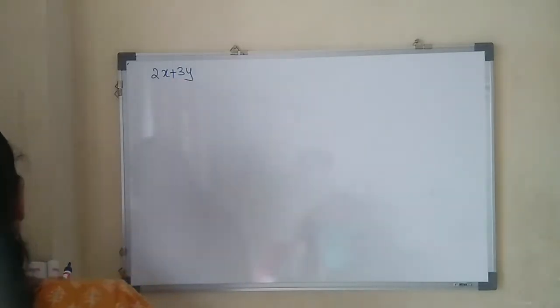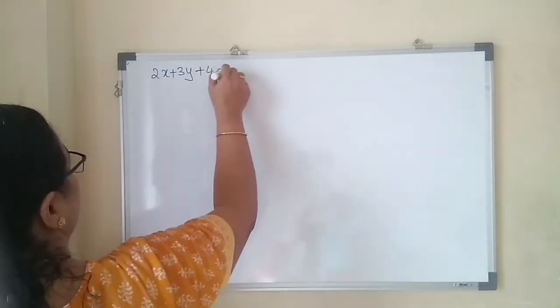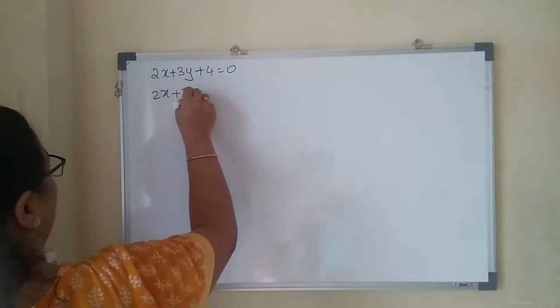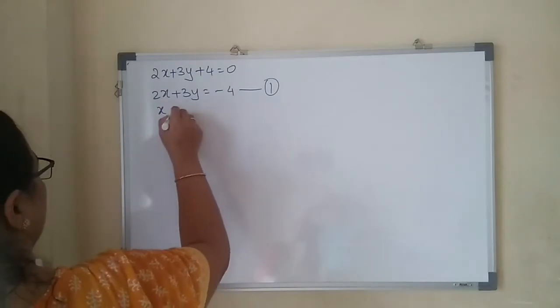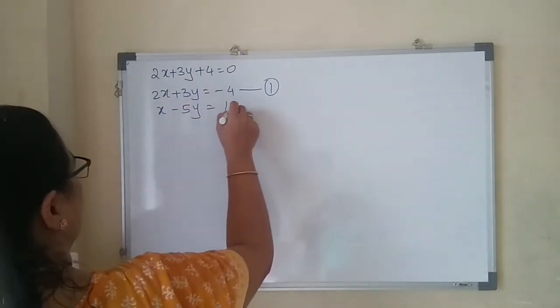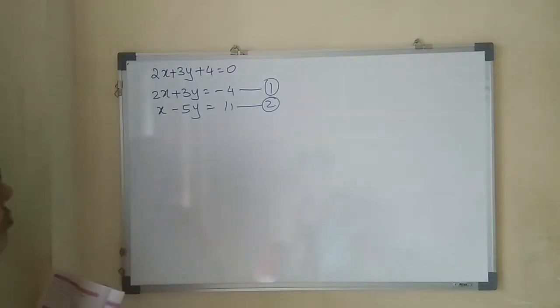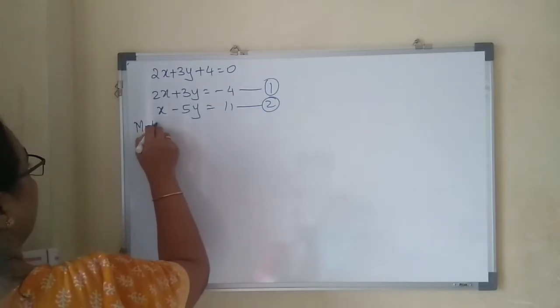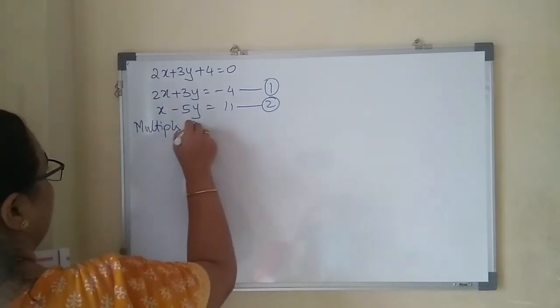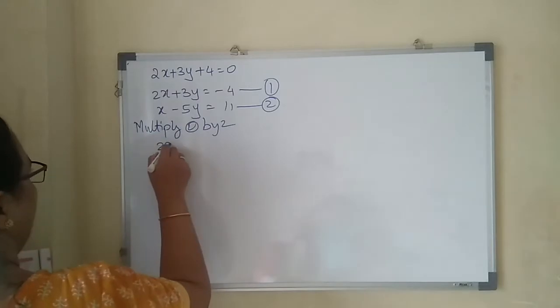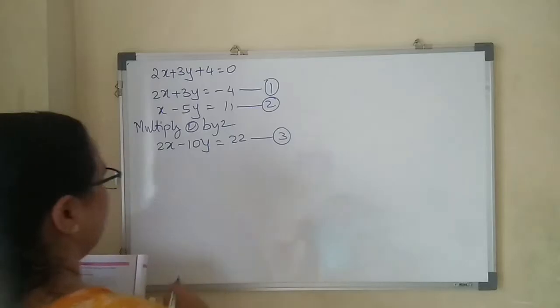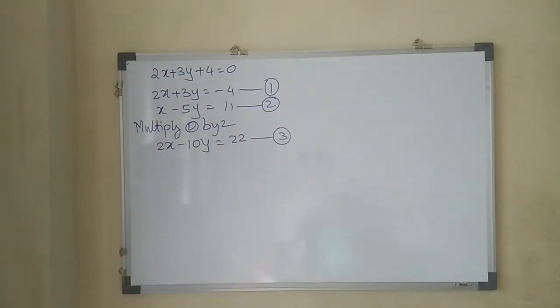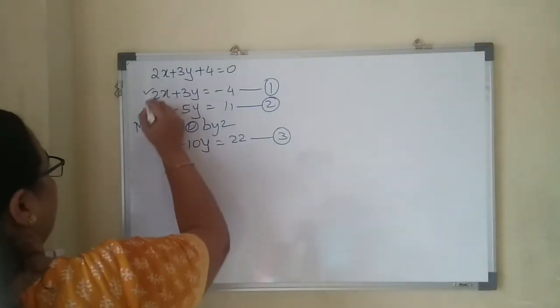Okay, so I copy the first equation there. So we have it as 2x plus 3y equals minus 4. I number it now after arranging. x minus 5y equals 11. This is equation 2. So 3 and 5 not at all friendly, so I multiply equation 2 by 2. We obtain 2x minus 10y equals 22, equation 3. Now we don't look at equation 2, we only pay attention to first and third.